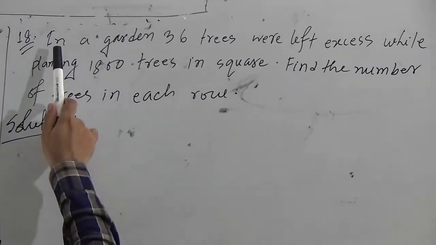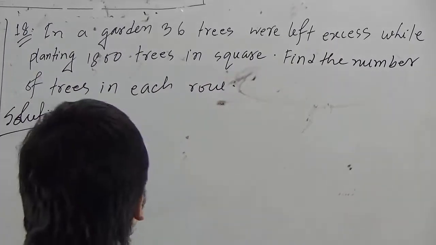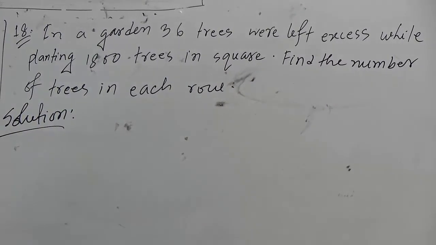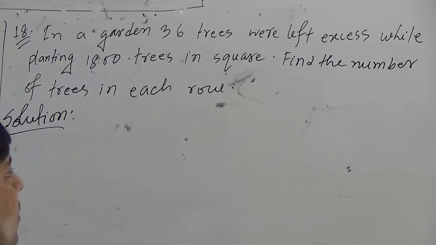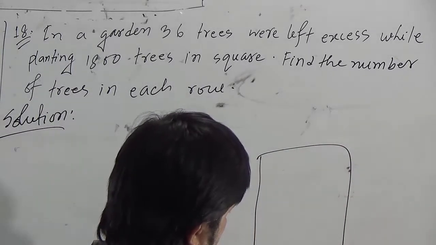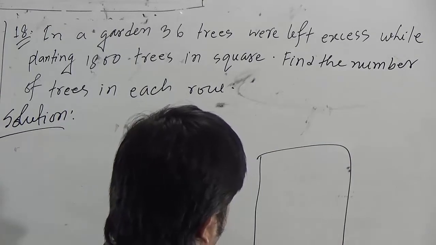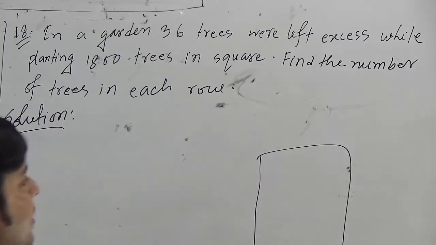This question is, in a garden 36 trees were left in excess while planting 1800 trees in a square. Find the number of trees in each row. It means, suppose this is a garden. We want to plant 1800 trees here.